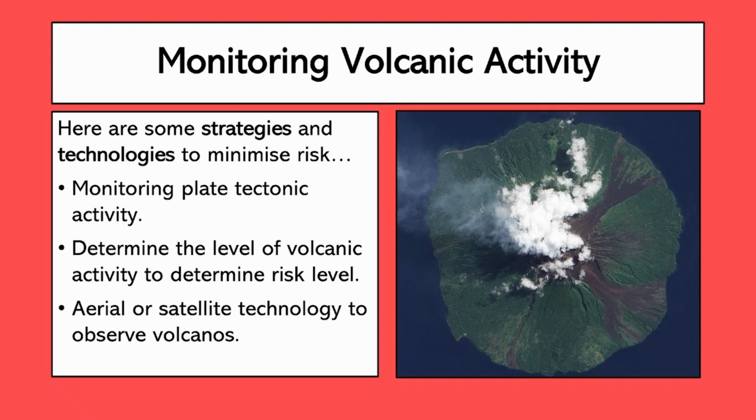And another minimization strategy, or rather technology, that we can use is aerial or satellite technology. So as we can see in the image on the right hand side, we've got an aerial shot of a volcano that has quite a lot of activity, so it'd be an active volcano. And we can use this to assess what's happening inside the volcano, especially those that have a large crater where we can see the lava or the magma in there. We can go, okay, we can see what's happening here without having to actually go up there ourselves physically.